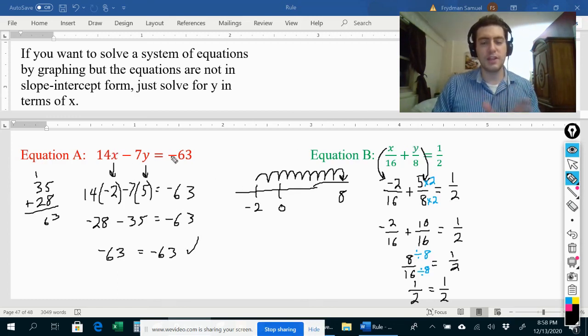This is where they intersected at -2, 5. So we plugged them back in. We plugged the numbers -2 in for x and 5 in for y. And we saw that, yes, indeed, that was the solution to both equations. Okay, if we plug those numbers in, then both sides are equal for both equations. Okay, so everything works out.